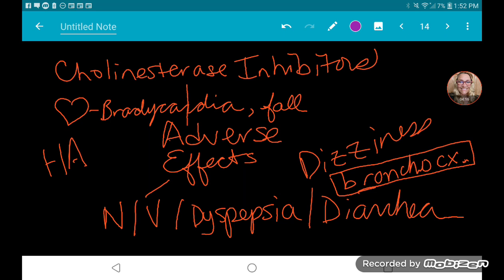Adverse effects include nausea, vomiting, dyspepsia, diarrhea, dizziness, bronchoconstriction, and bradycardia. The bradycardia, because of the reduced cardiac output, can cause falls and fall-related injuries.